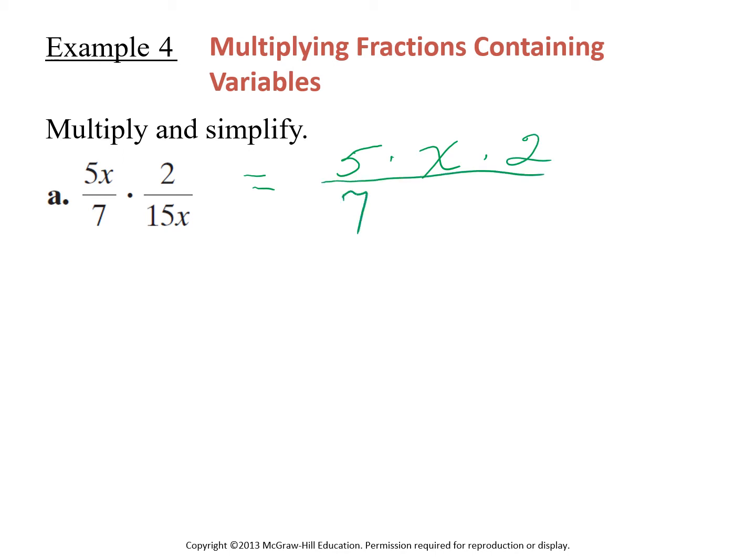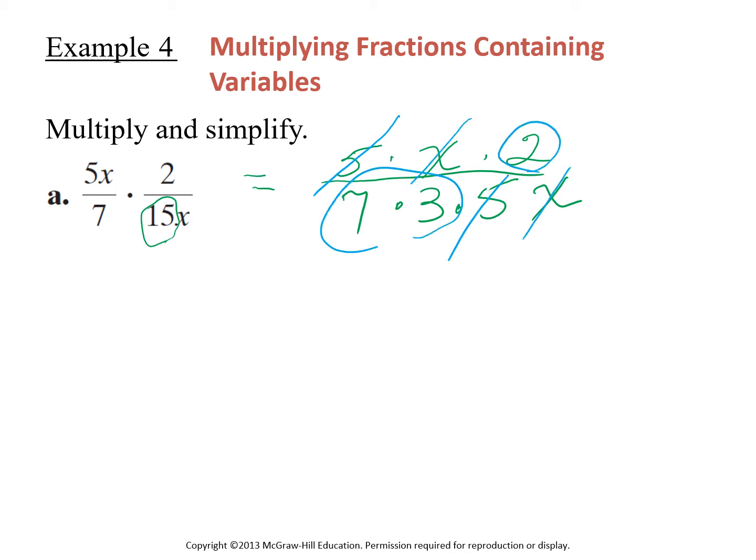So here, when we multiply across the numerators, we have 5 times x times 2, and across the denominators we have 7, and I can break 15 into 3 times 5 times x. And then I'm going to divide out common factors. 5 divided by 5 cancel, and x divided by x cancel, and this leaves me with 2/21.